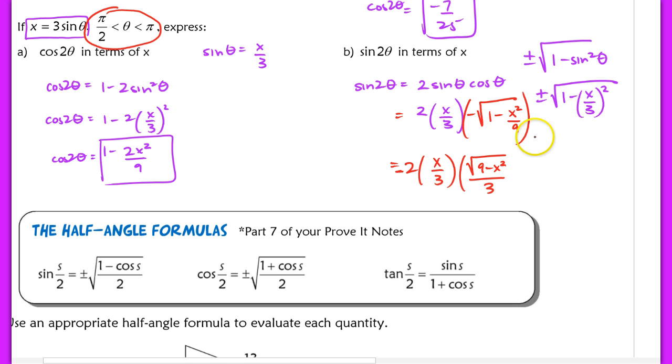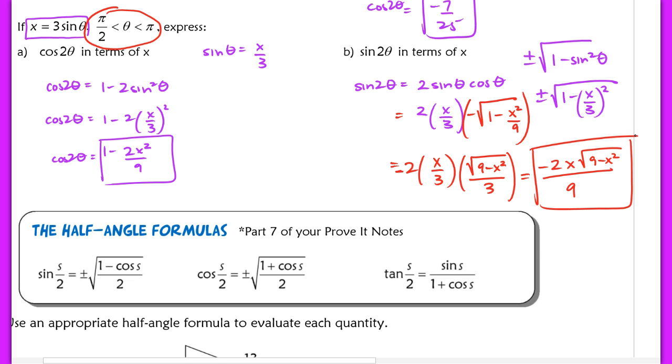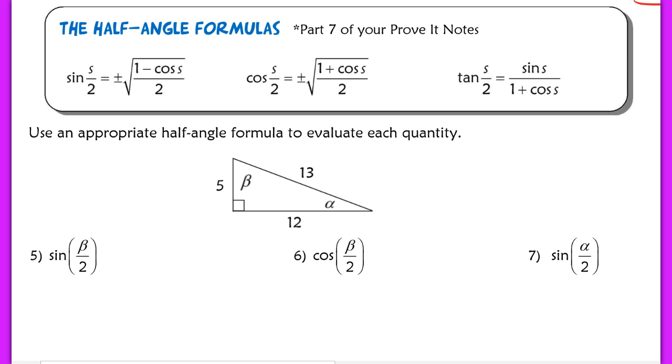Alright, so this would be close to my final answer here if I want to simplify it. Your book is going to probably simplify all the way, so that's why I'm doing that as well. So I have negative 2/9 x times the square root of 9 minus x squared. So there's problem 4b.